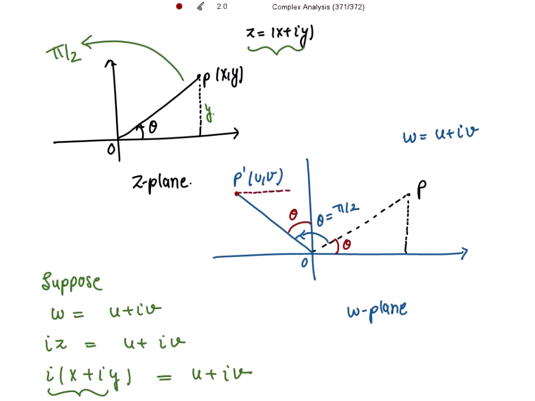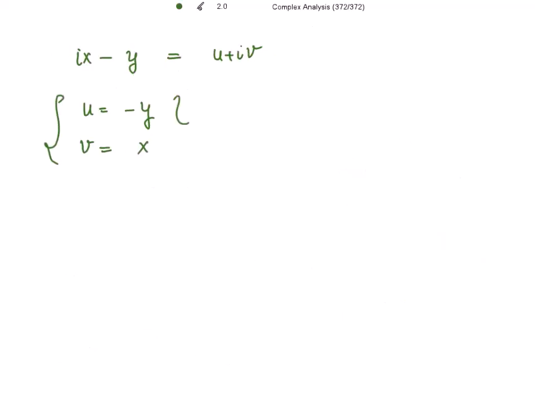So what is the value of u at this point? This distance is u and this is equal to negative y. This is your u axis, this is your v axis, and this distance is v, that is equal to x. The point is having the coordinate x, y. I hope it is very clear now. So there is a rotation of the transformation about the origin through the angle pi by 2. So these are the results.